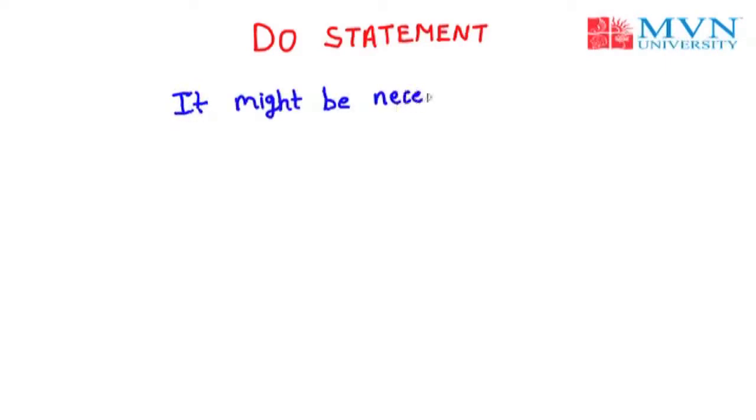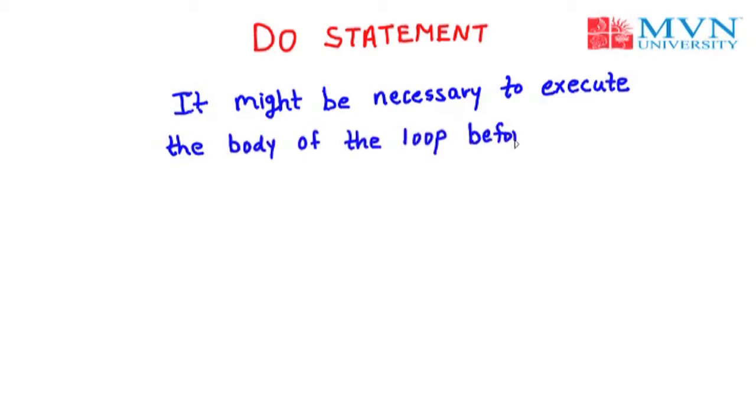Next we will discuss the do statement. In the while loop, the body of the loop may not be executed at all if the condition is not satisfied at the very first attempt. But on some occasions, it might be necessary to execute the body of the loop before the test is performed.